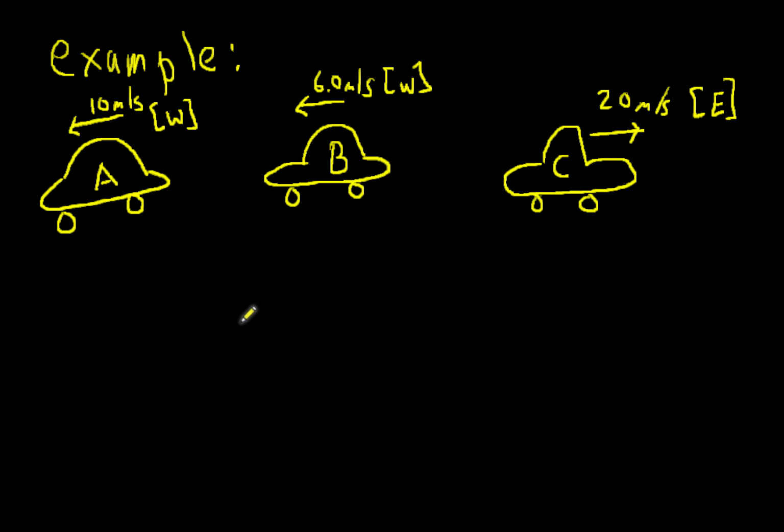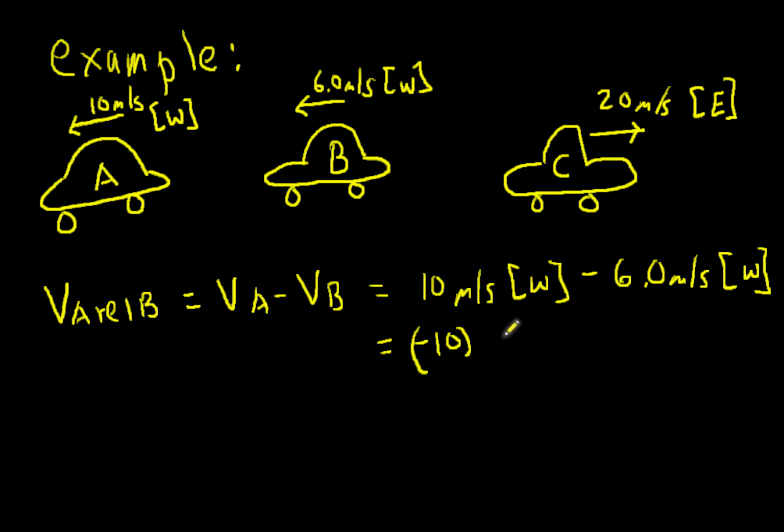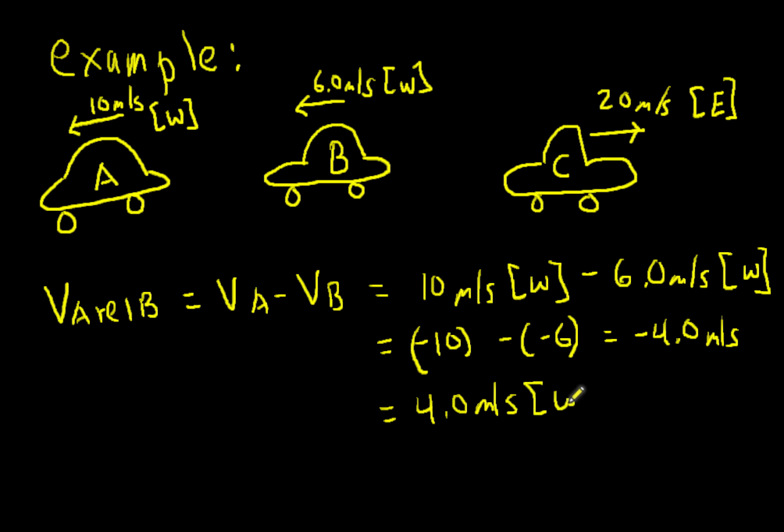First, we'll look at the velocity of car A relative to car B. This is VA rel B, or the velocity of A from the point of view of the driver sitting and watching in B. VA minus VB is 10 meters per second west minus 6 meters per second, also west. Convert these wests into negative signs first, so it becomes minus 10 minus minus 6, which is minus 4 meters per second, or 4 meters per second to the west. So car B sees A moving away at 4 meters per second to the west.